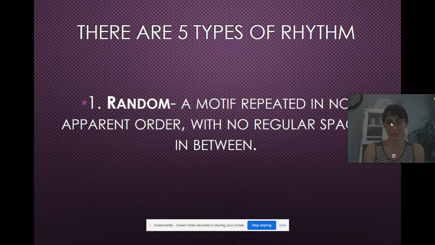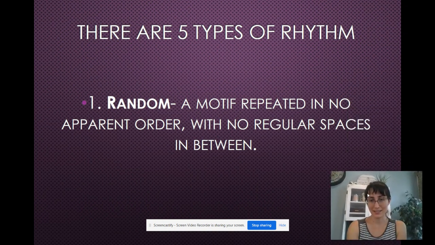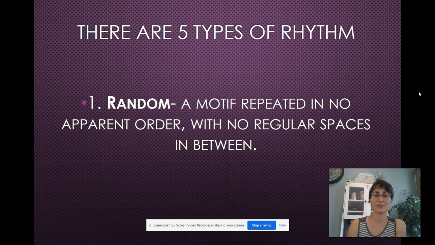All right, so we're going to talk about 5 different types, and that's our entire curriculum. So the first type is random. Random is exactly what it sounds like. The motif, by the way, is just a unit of design. Could be a dot, could be a square, could be something more complex. But the motif is repeated in no apparent order. There's no regular spaces in between them. It is random.